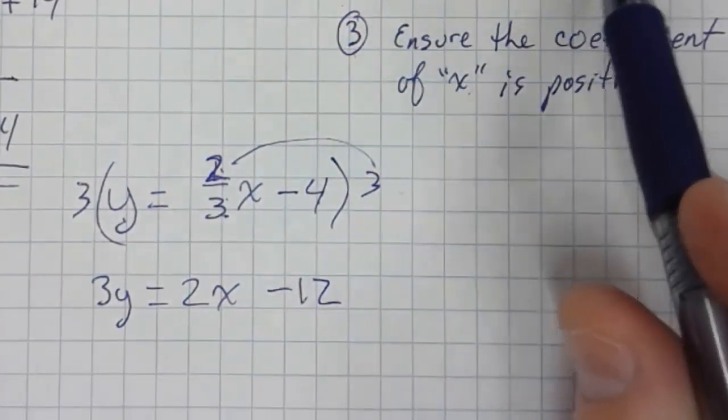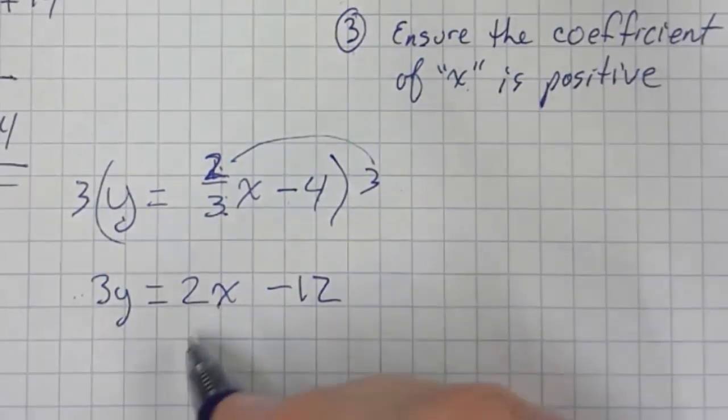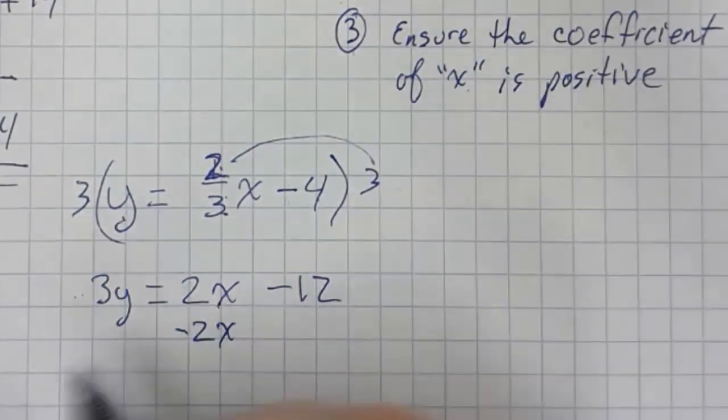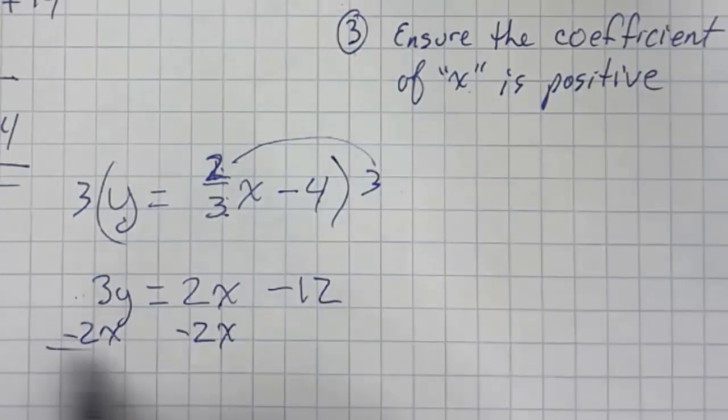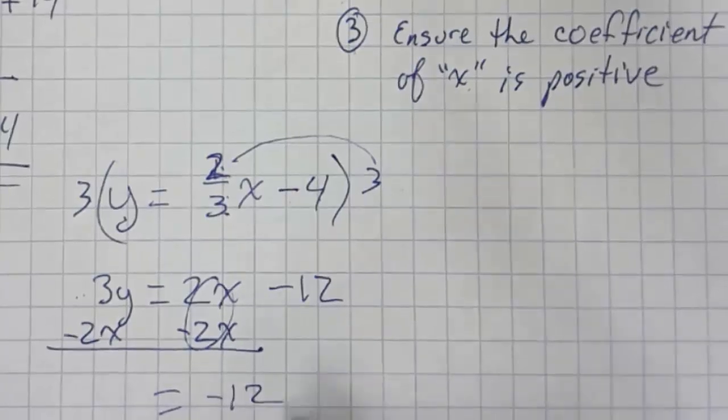Step 2, bring the x term, which is this one, on the same side as the y. So I'm going to get rid of the 2x by subtracting 2x from both sides. I end up with a 0 here. 0 minus 12 is negative 12.